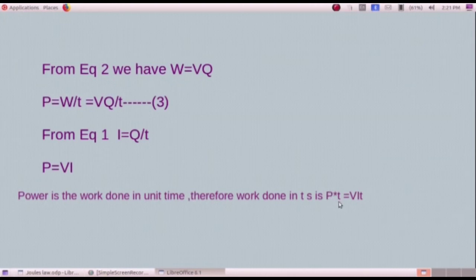We will get the work done in T seconds. P into T is equal to V into I into T.